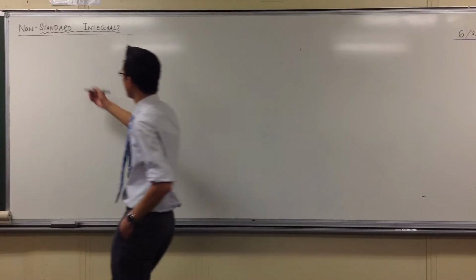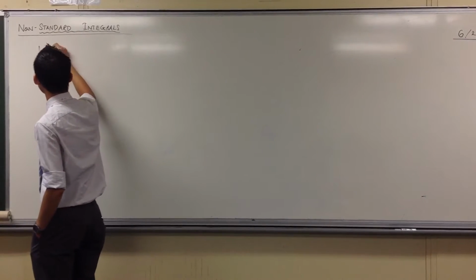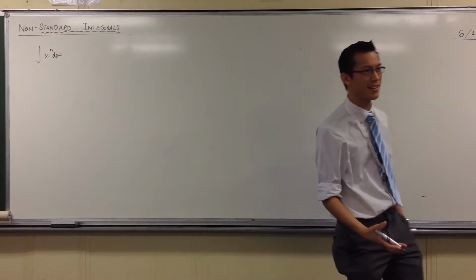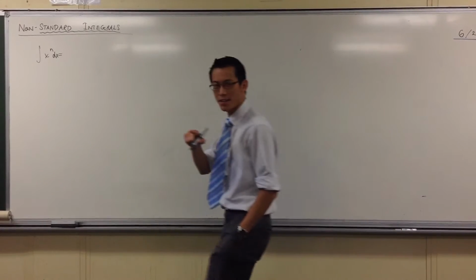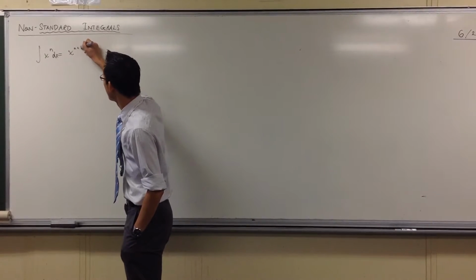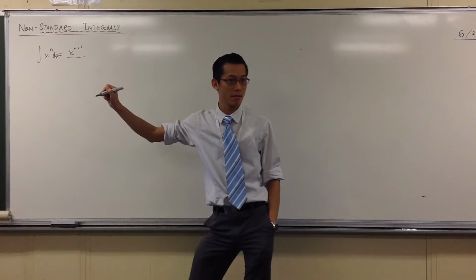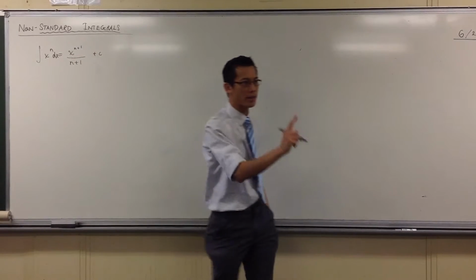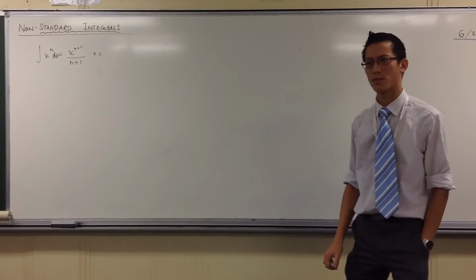So things like, let's see, the integral of x to the n with respect to x is equal to, you can give it to me, can't you? This is integrating, right? Okay, good, power goes up, and then you divide by the new power, plus your constant, with one exception. What's the exception to this rule?